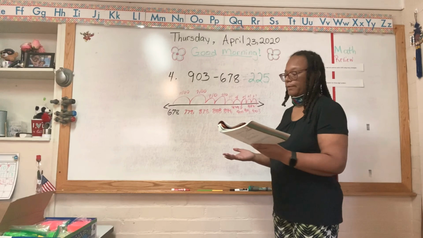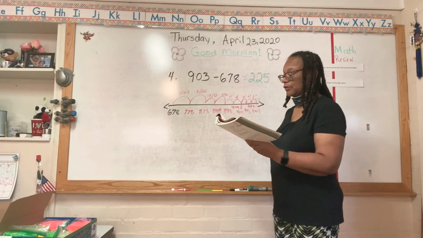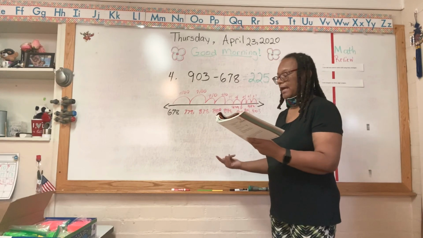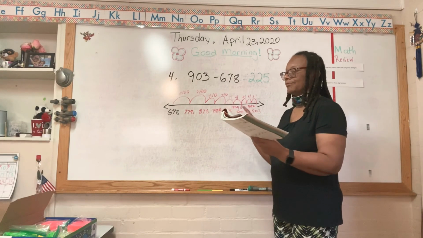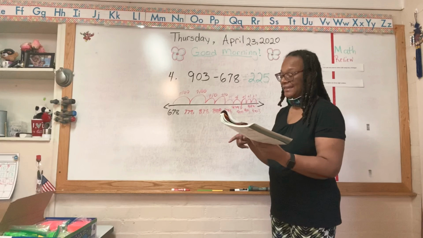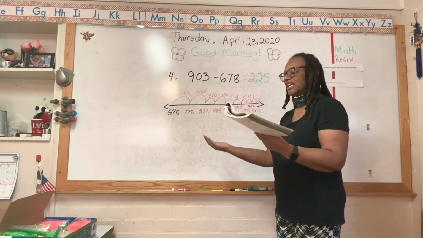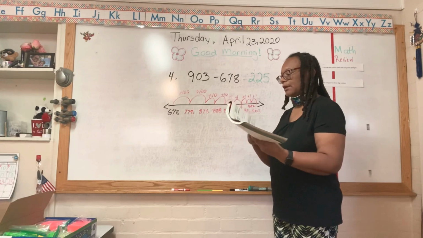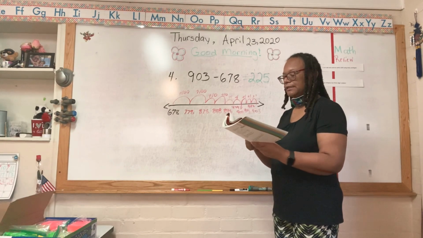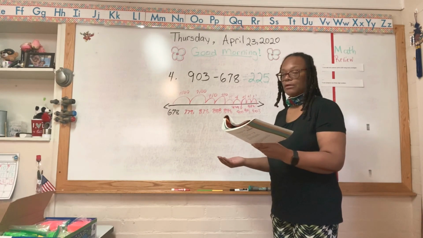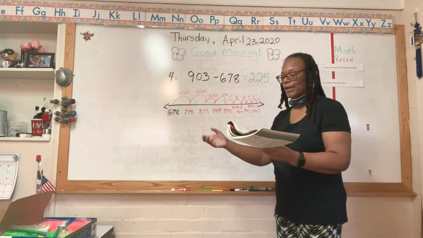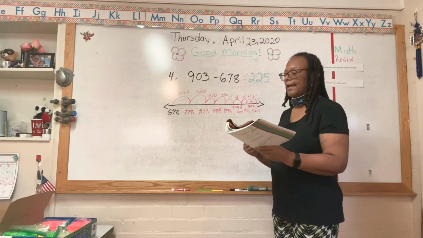a word problem. Marnie has 354 pennies. First she gives 149 pennies to her sister. That's subtracting because she gives them. Then she gets 210 more pennies from her mom. How many pennies does Marnie have now? So when you give away, you subtract. When you get it, you add.